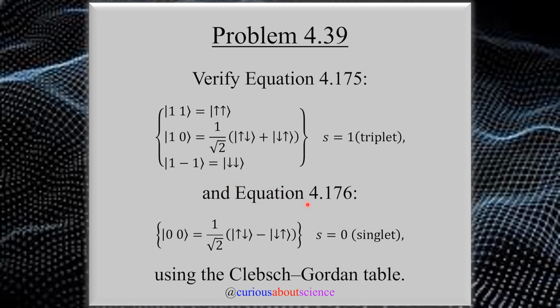Similarly, we want to also verify equation 4.176, which is the singlet state for 0, 0. But this time, instead of using the operators, we want to use the Clebsch-Gordan table. This will be a lot of fun, but it takes a lot of digging around to get used to this table. So by the end of this video, you will know how to read the table for any given coupled state and understand how to get the data you need from it, and of course work forward and backwards on it. But that being said, there is a lot of notation with this.